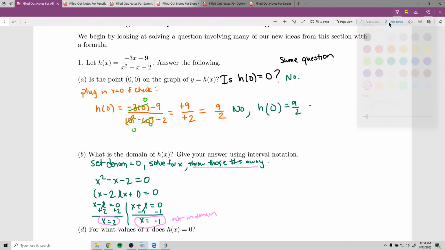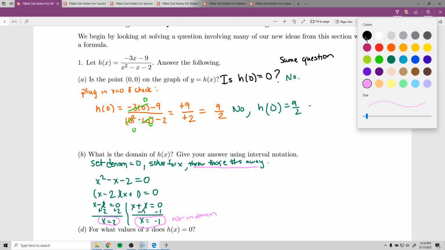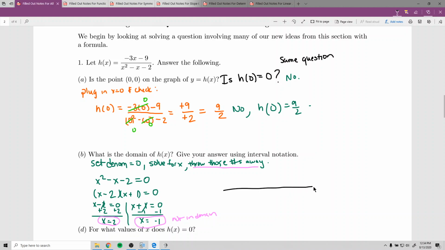Now, if you practiced this enough in the previous domain and range section, you might know how to write this in interval notation without drawing the number line, but it's always good to be certain. So we mark off our numbers negative 1 and 2. They are not included, so we get open circles. And we include everything else. We include to the left of negative 1, we include between negative 1 and 2, and we include 2 to infinity.